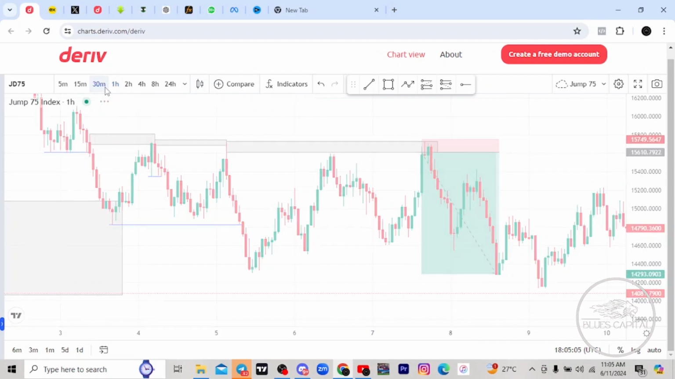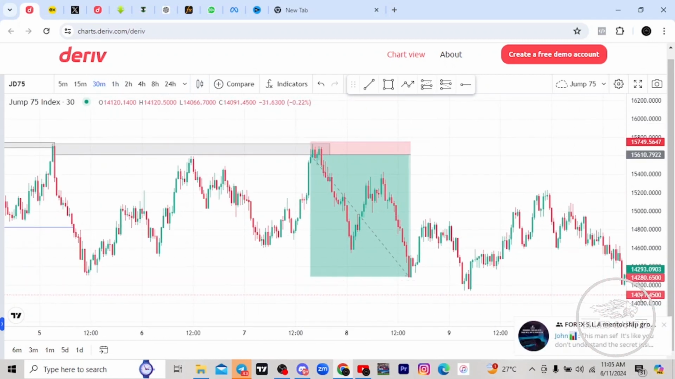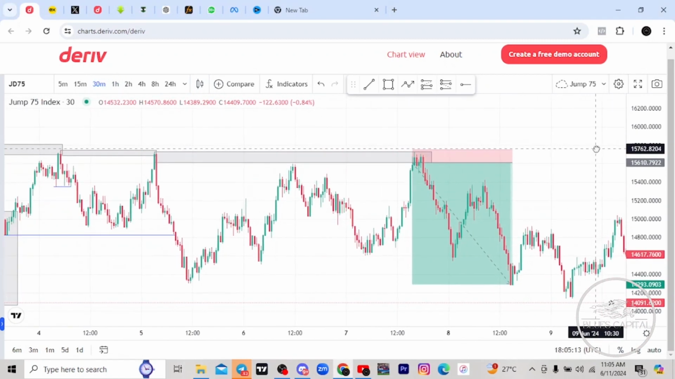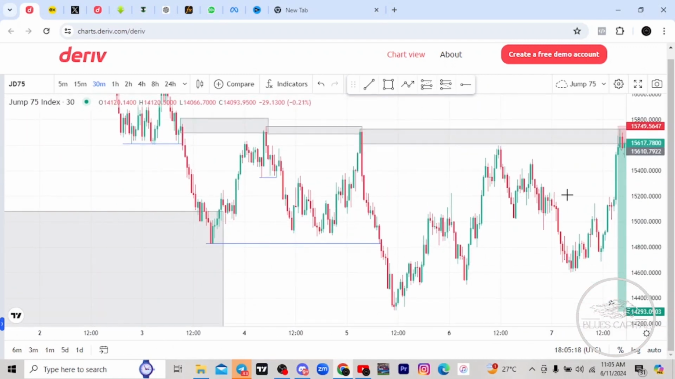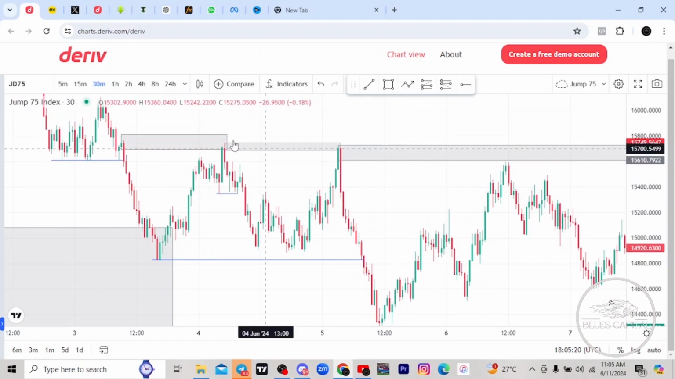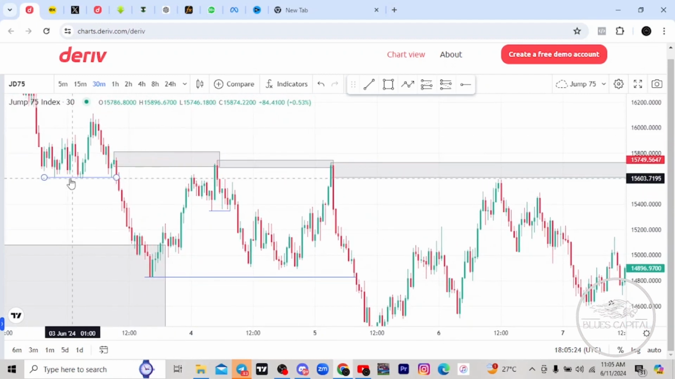Move down to 30 minutes. 30 minutes time frame. On the 30 minutes time frame, there's one other flow that I saw. This is the first one. Can you see? This is what broke structure to the downside. That's a bearish move. BOS to the downside.